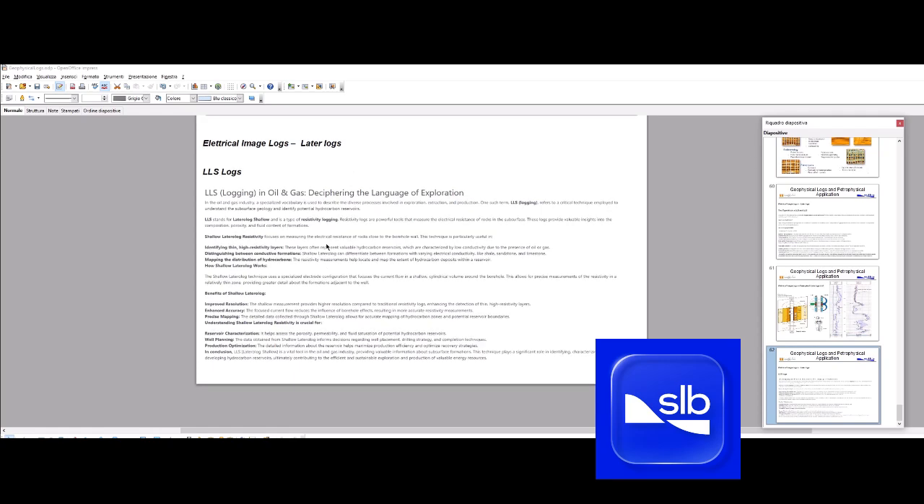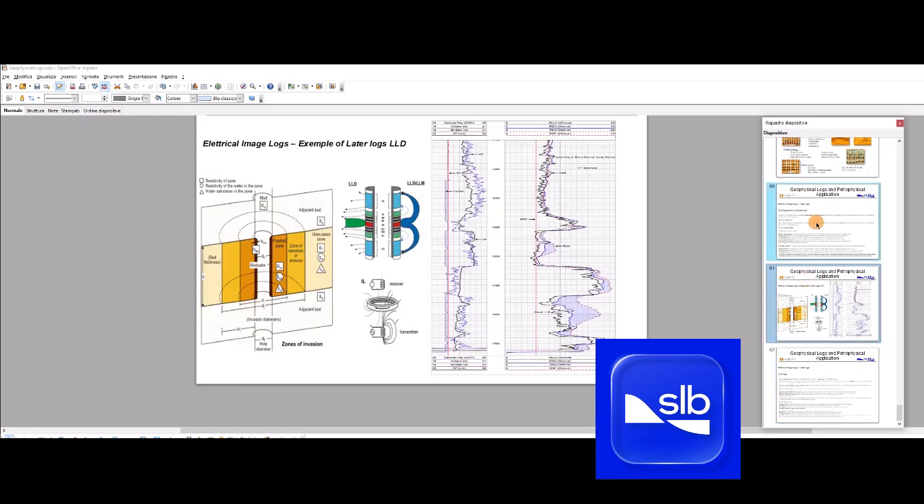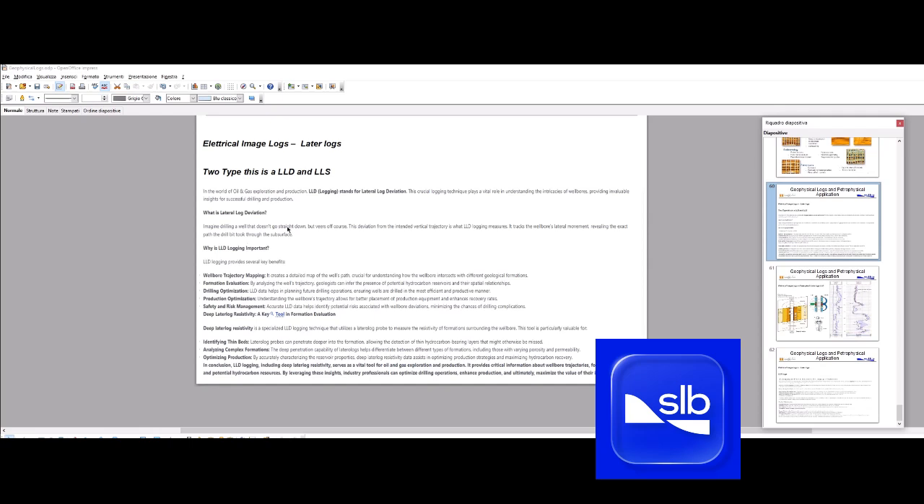LS log, so which are the applications. The LLD provides several key benefits. Wellbore trajectory mapping is used during drilling. It creates detailed maps of the well path. It's very crucial to understanding how the wellbore intersects the different geological formations.